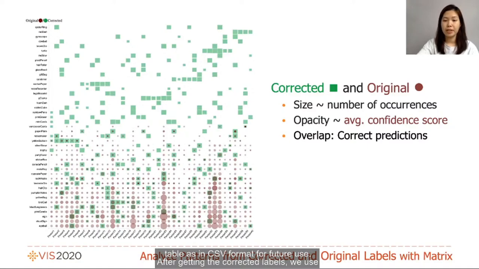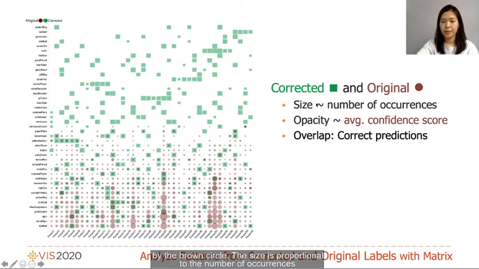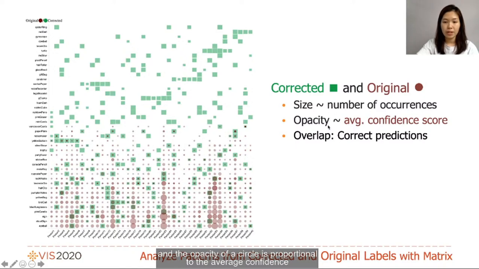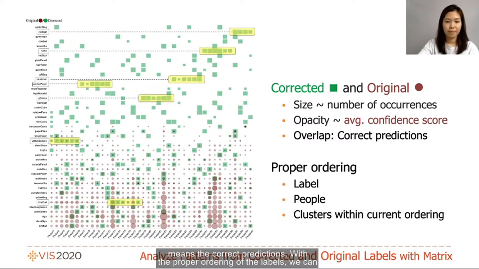After getting the corrected labels, we use that data and original prediction data for pattern analysis. Here, the corrected data is represented by the green square, and the original prediction data is represented by the brown circle. The size is proportional to the number of occurrences, and the opacity of the circles is proportional to the average confidence score of that particular classifier. The overlap between the square and the circle means the correct predictions. With the proper ordering of the labels, we can observe several interesting patterns.